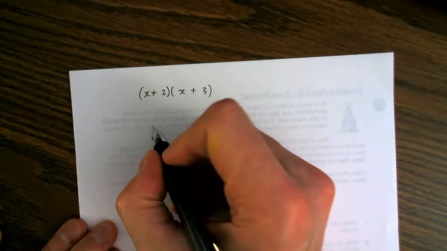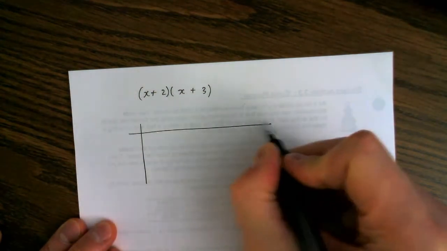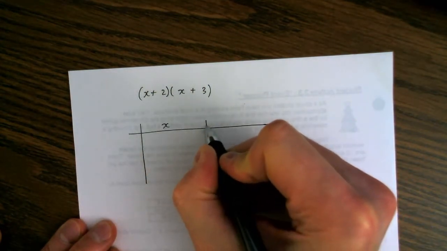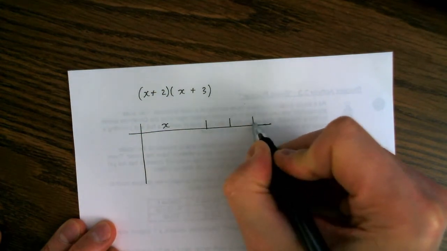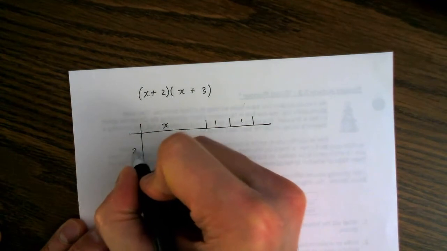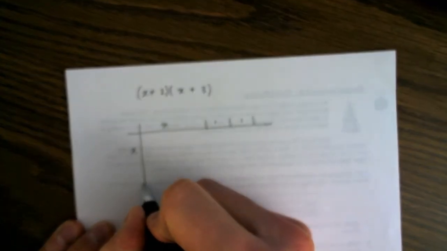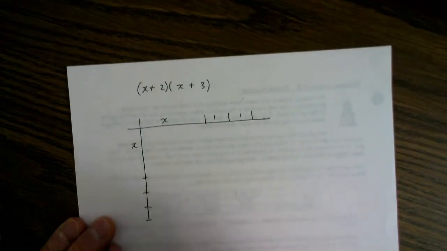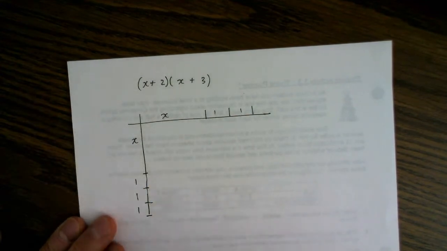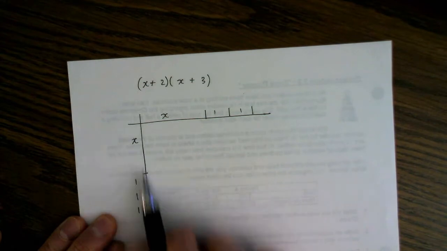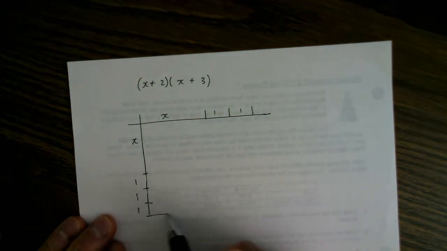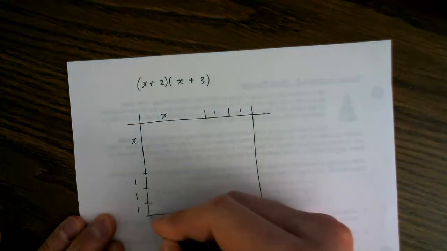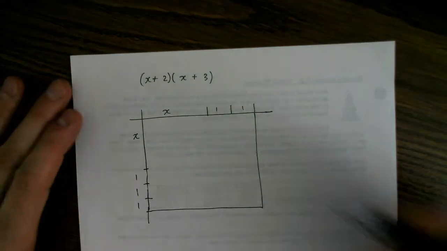When we are expanding the product of two binomials, we are essentially finding the area of a rectangle. x plus 2 times x plus 3. What's the area of this rectangle?